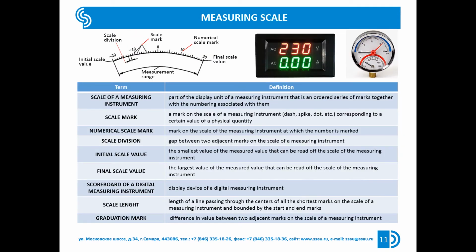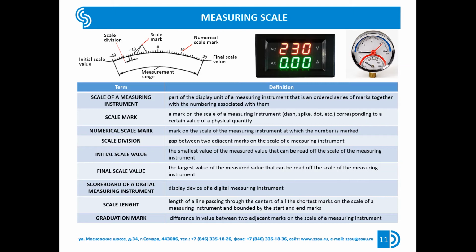A person operating a measuring instrument interacts with a measuring scale. The scale of a measuring instrument is a part of the display unit of a measuring instrument that is an ordered series of marks together with the numbering associated with them. Scales can be marked uniformly or irregularly. For this reason, scales are called uniform or non-uniform. The correctness of this interaction has a strong influence on the accuracy of the measurement, so let's take a look at what a measuring scale consists of.